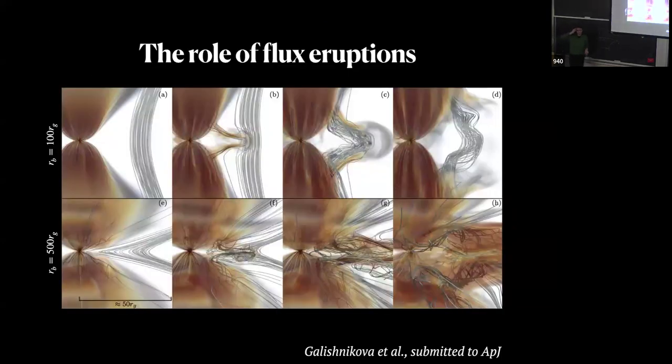And the reason for that is actually the flux eruption episodes we talked about earlier. Here I show a 3D rendering, showing plasma beta and magnetic field lines, but now magnetic field lines originating around the black hole and a little bit to the side from the black hole. The top row shows the smaller Bondi radius case, and the bottom row shows the larger Bondi radius case. And time goes from left to right.